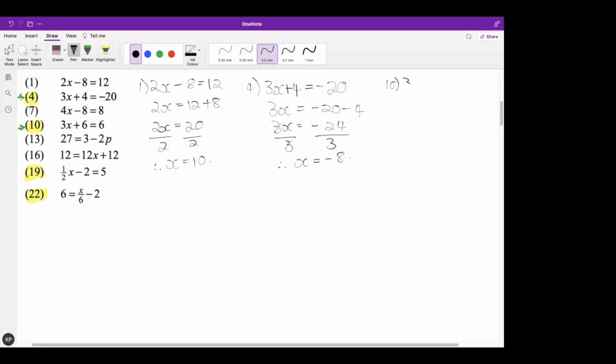Let's go with 10. 3x plus 6 is equal to 6. I'm going to take my 6 over to get rid of it, and I'm going to end up on the right-hand side with the 6 that was originally there, minus the 6 that I have just now brought to the side. So then 3x will be equal to 0. If I divide both sides by 3, that gives me x is also 0. Nice, guys. Great. Let's get going with number 19 and number 20.